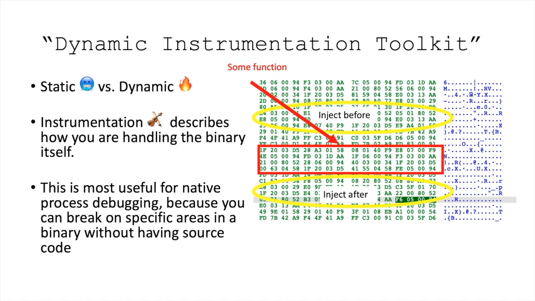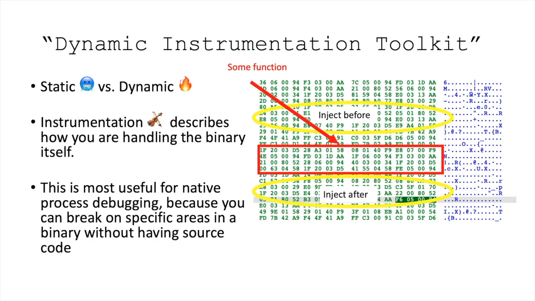So when I first hear dynamic, I think of it in the context of static analysis and dynamic analysis, like in reverse engineering. So static is code that is not running, and dynamic is code that is running. So as a dynamic analysis toolkit, Frida is running, so you're using it on a running process. Instrumentation is also a weird word. When I first heard it, I was like, I don't know, what does that mean? And that just describes how you're handling the binary itself. So normally when you're writing C or if you're writing Python, you can write your own debug statements.